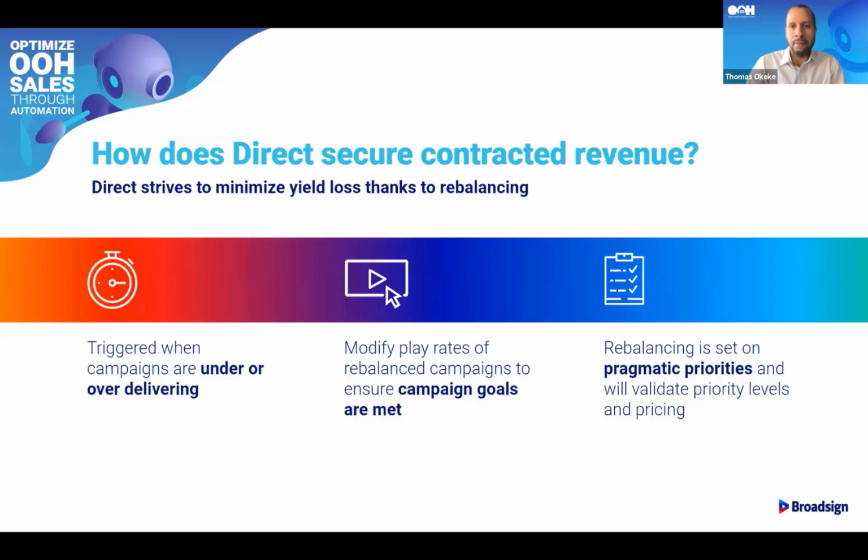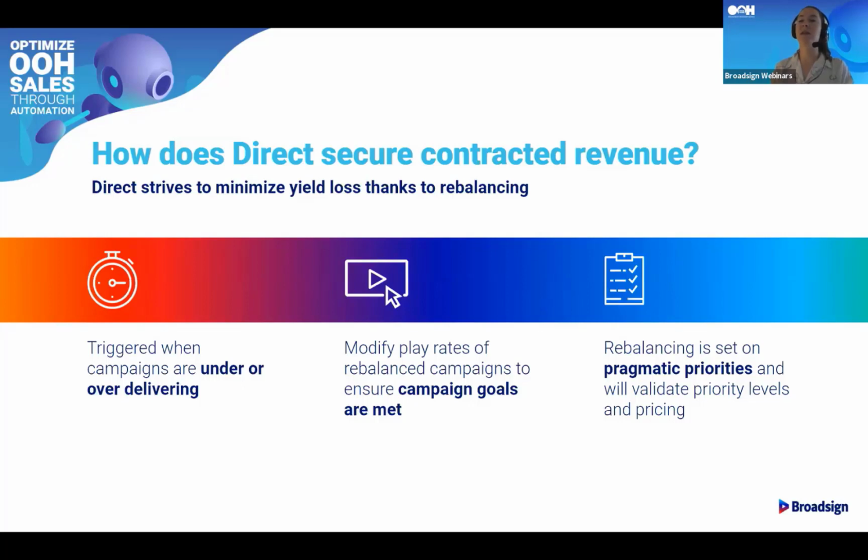Mm-hmm. So the thresholds for which there is a problematic under and over delivery are set by yourself, so you can really decide what is for you an acceptable level of under or over delivery. And then the way it works is that rebalancing will modify the play rates of your rebalanced campaigns to ensure that your campaign goals are met. And it's really based on pragmatic priorities.